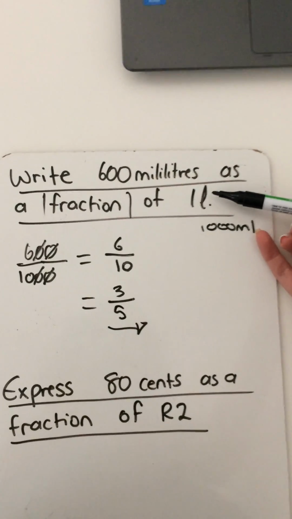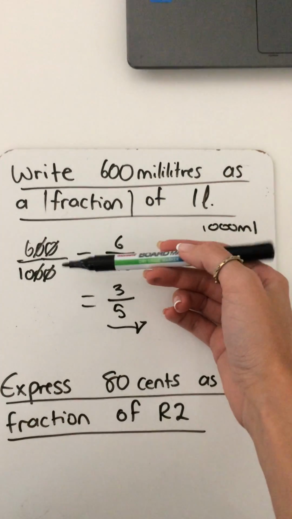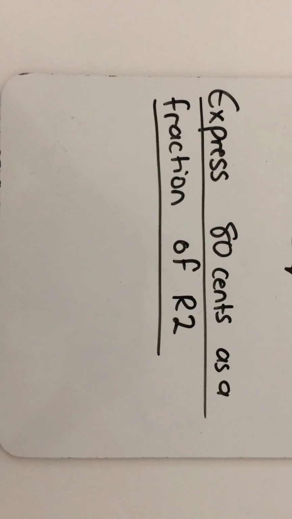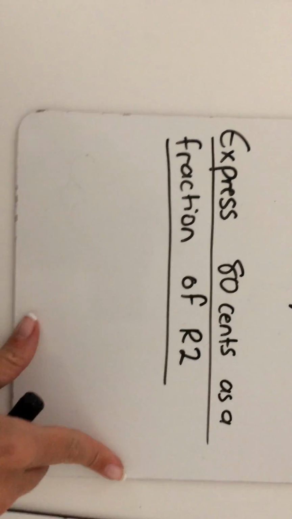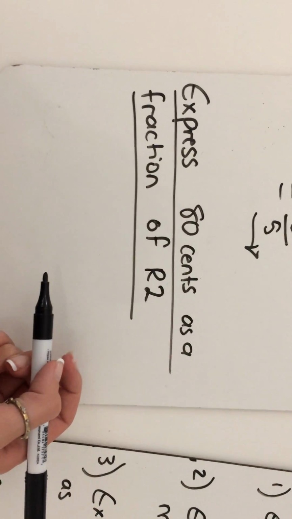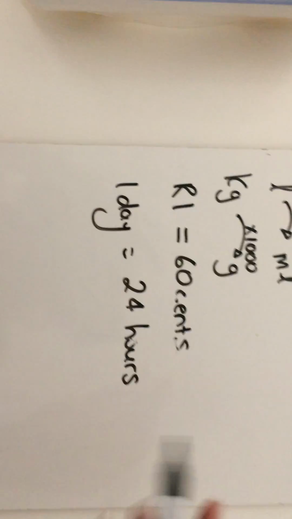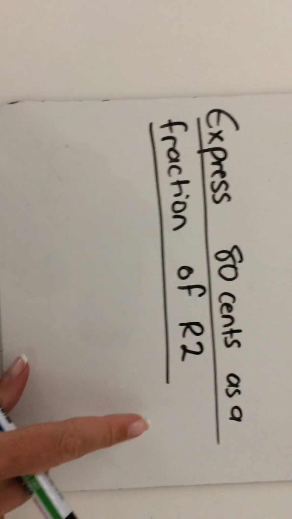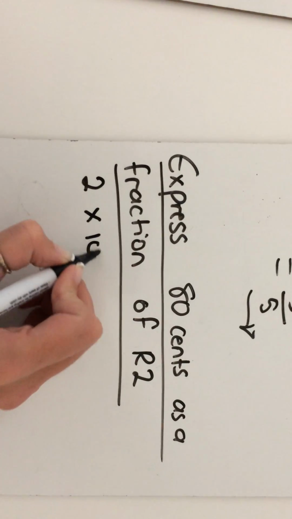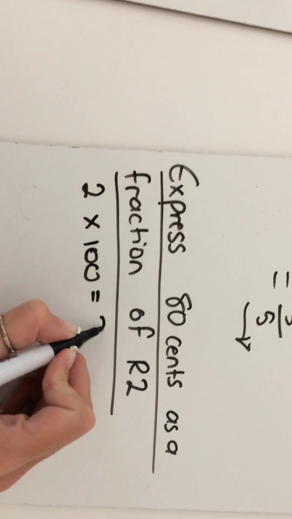So it's very important that you know how many milliliters there are in a liter, otherwise you would not be able to make this fraction. For the second example, we need to express 80 cents as a fraction of 2 rand. So again, I look at what I'm dealing with, money, cents and rand. I need to ask myself, how many cents are there in 1 rand? I'm reminded that there are, not 60 cents, 100 cents inside 1 rand. And here I have 2 rand. So that means I have 2 multiplied by 100. 2 multiplied by 100 is 200.